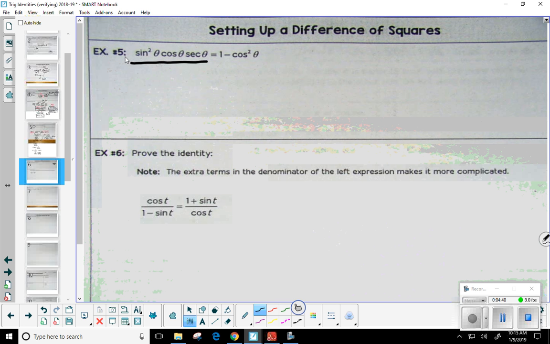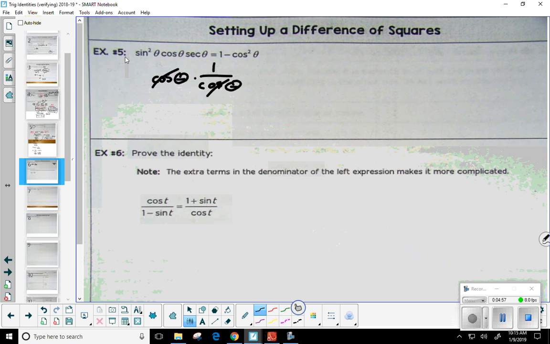Okay. What about the secant? There you go. That's exactly right. Cosine and secant are reciprocals. Secant says 1 over cosine of theta. Since those cancel, basically that's just 1. So what's sine squared times 1? It's just sine squared, right? So how can I make a sine squared look like 1 minus cosine squared?